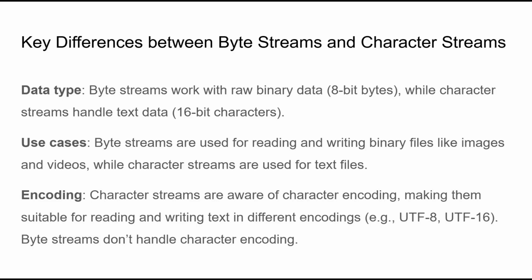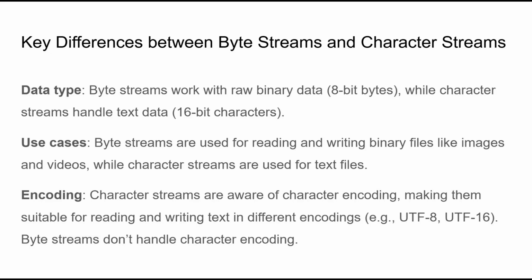Okay, because in Java a character is 16-bit. Use cases: byte streams are used for reading and writing binary files like images and videos, while character streams are used for text files. Encoding: character streams are aware of character encoding, making them suitable for reading and writing text in different encoding formats.